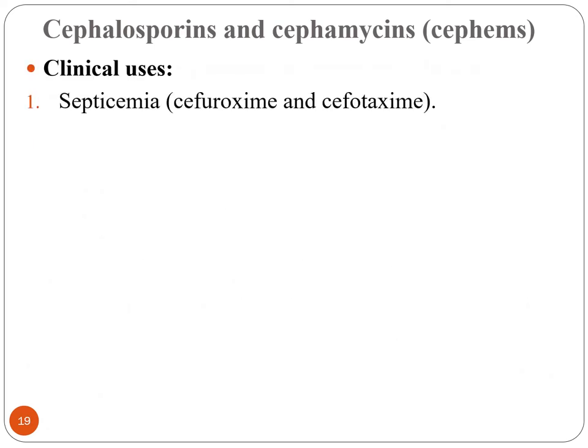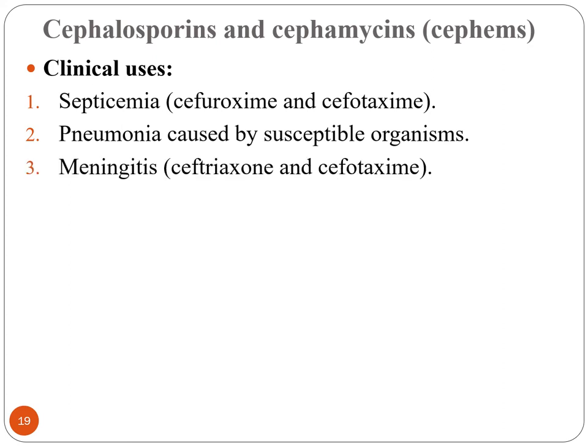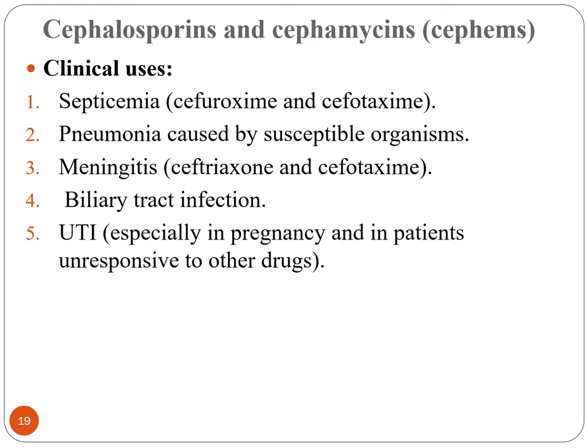The clinical uses of cephalosporins: they are used for septicemia, including cefuroxime and cefotaxime, and pneumonia caused by susceptible organisms. Also, they are used for meningitis, especially ceftriaxone and cefotaxime. Biliary tract infection, also UTI, especially in pregnancy and in patients unresponsive to other drugs, because they can be safely used in pregnancy. Sinusitis.